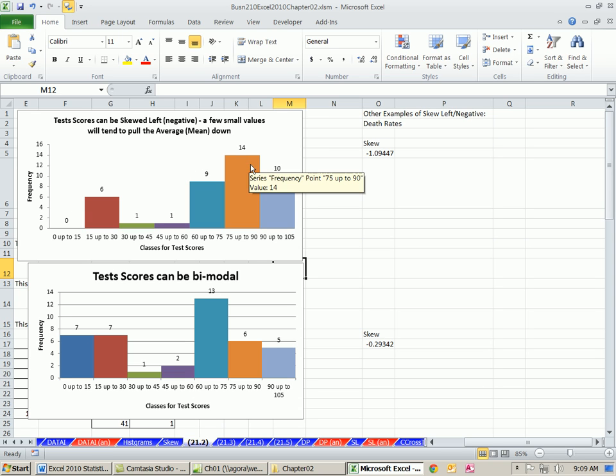Another example would be death rates, right? So if it said 0 to 15 years, 15 to 30, all the way up here, very few people will tend to be dying in the early years, whereas more people will be dying in the upper years, 60 to 70 or whatever it is. Let's go to the sheet.